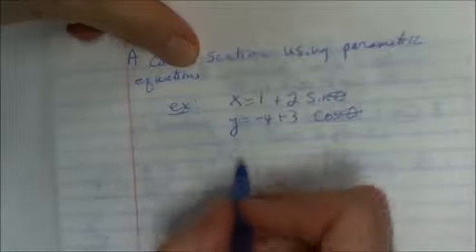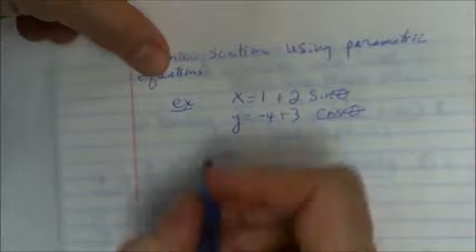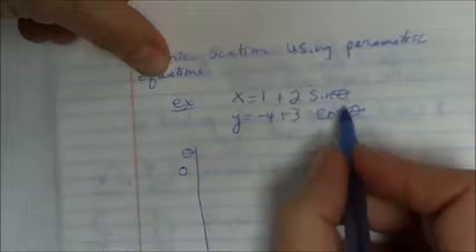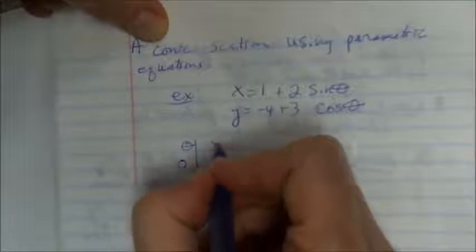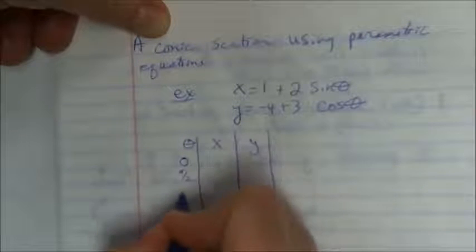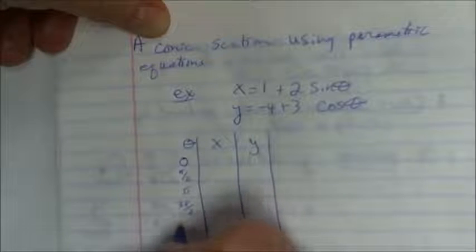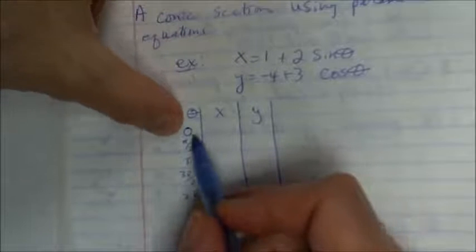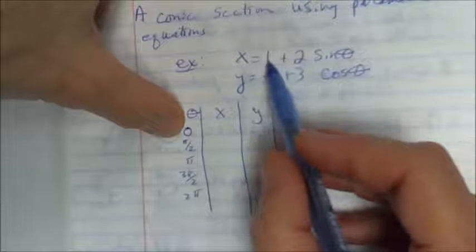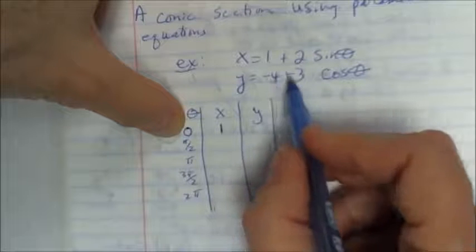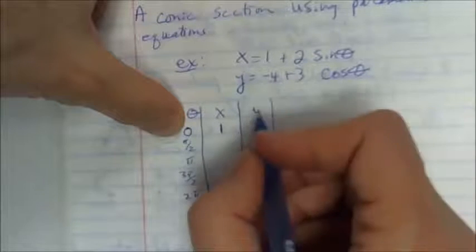And what we can do is create our theta, x, y chart. And we only have to step up by pi over 2 because we have a cosine of 1 theta. So theta, x, and y. So theta is 0, pi over 2, pi, 3 pi over 2, and 2 pi. That should give us enough information to get the orientation. And so now when we plug in theta equals 0, we have x = 1 plus 0, which is 1, and y is negative 4 plus 3 times 1, which is negative 1.